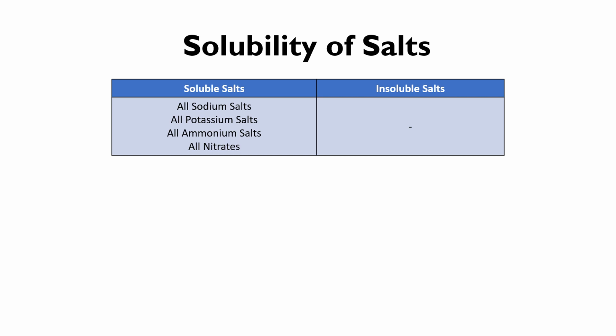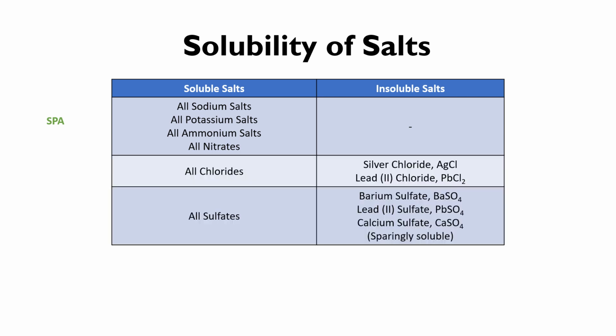For soluble salts, we have all sodium, potassium, ammonium, and nitrate salts. These are also known as spa salts, with the exception of nitrates. Next, we have chlorides and sulfate. All chloride salts are soluble, with the exception of silver chloride and lead-2 chloride. For sulfate, all sulfates are soluble, with the exception of barium sulfate, lead-2 sulfate, and calcium sulfate.